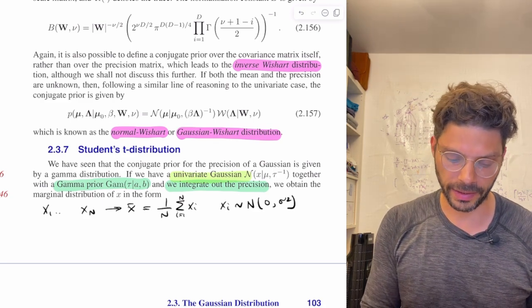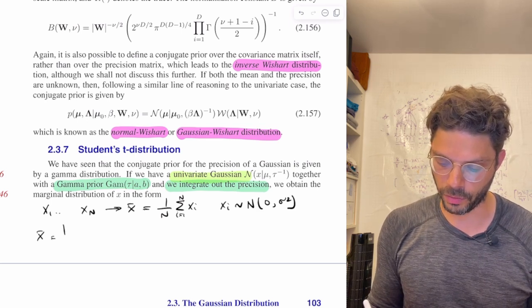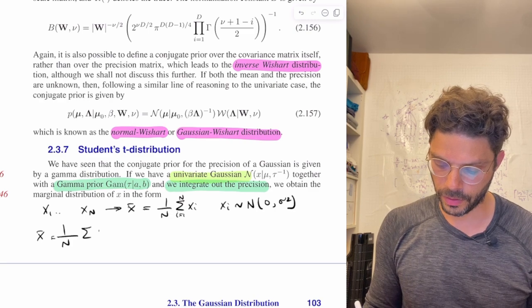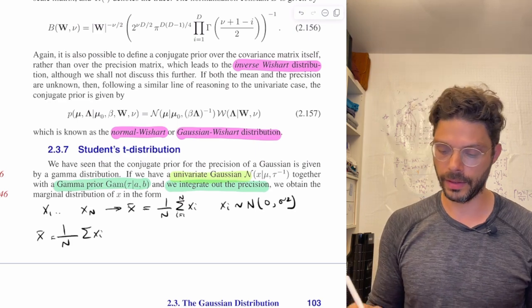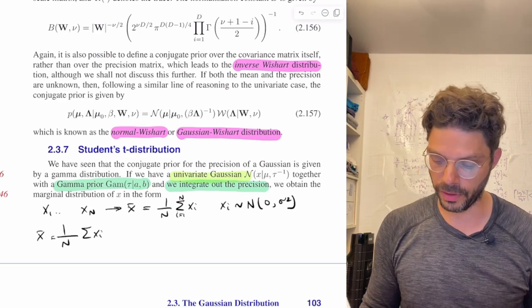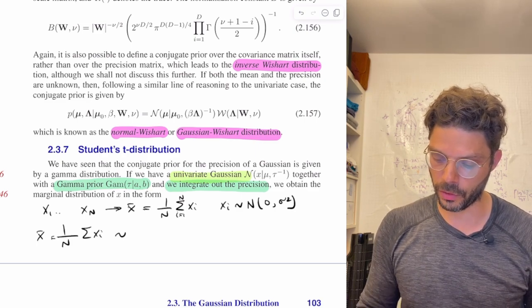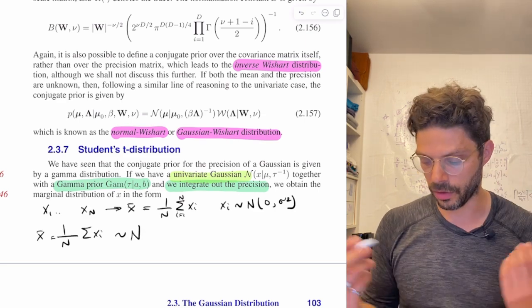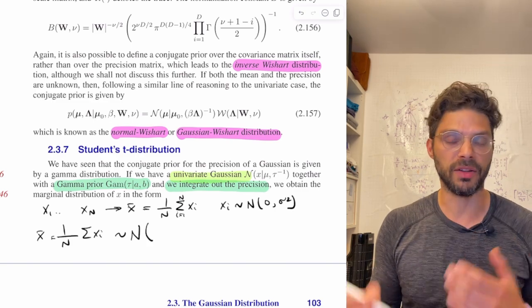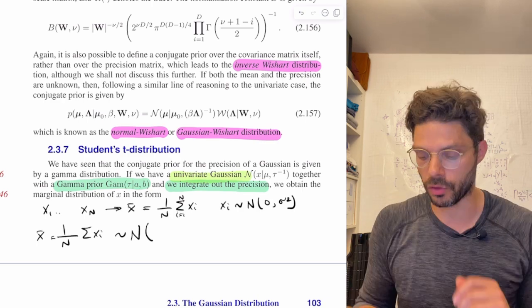Okay, so that's easy enough to do. We can say x bar is equal to 1 over n sum xi, and we're going to assume that the observations are independent and identically distributed. Therefore, this is going to be distributed according to, again, a normal distribution, because sums of independent normals are also normally distributed. The mean is still going to be zero because it's the average of the means of the individual points.